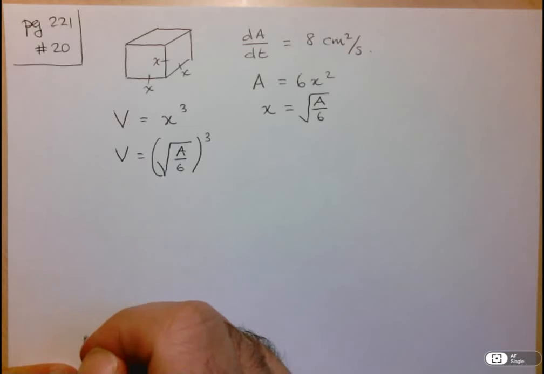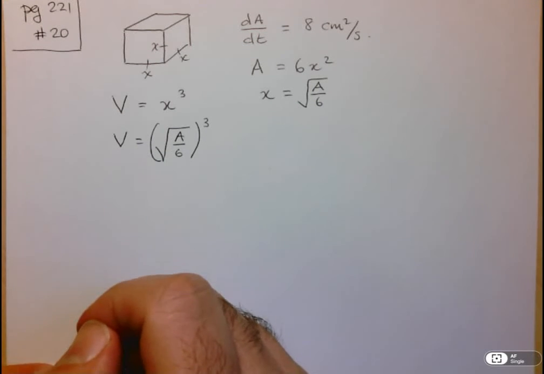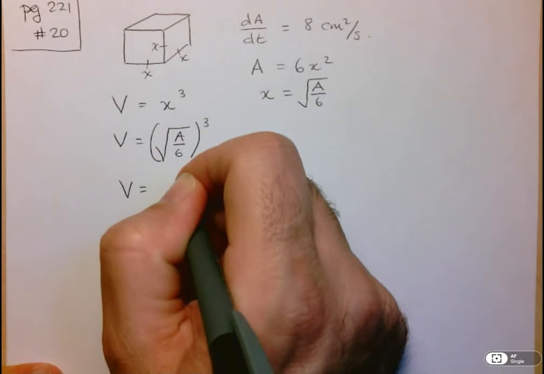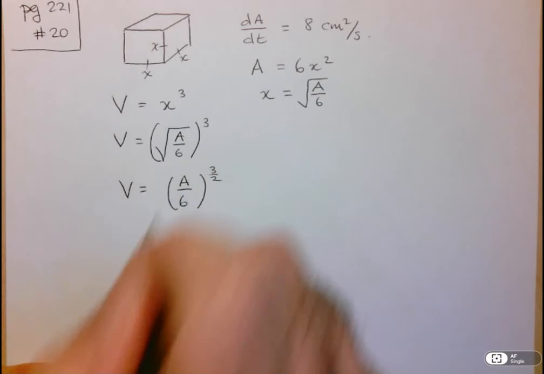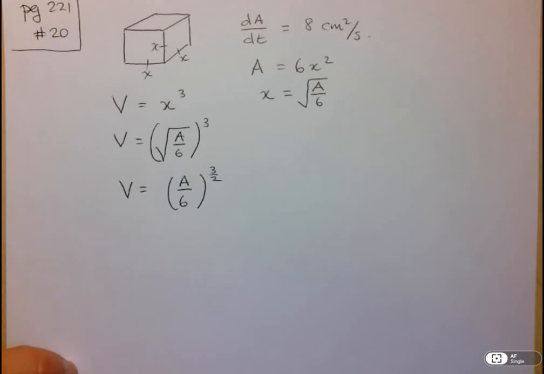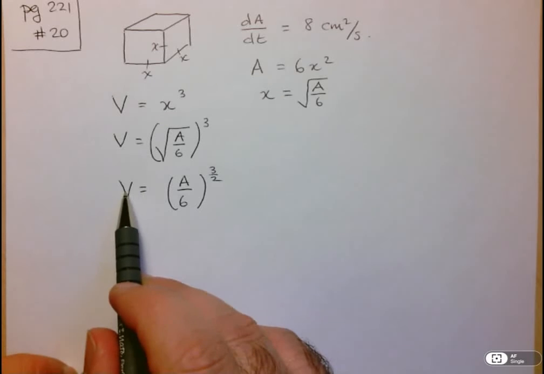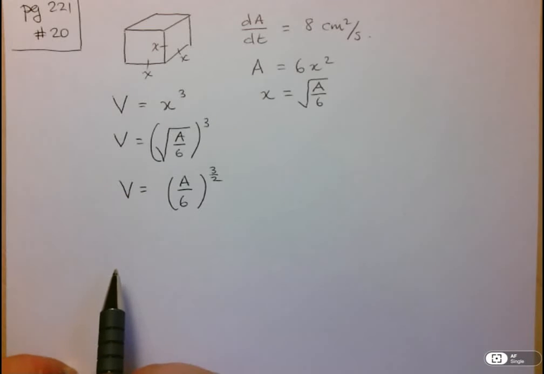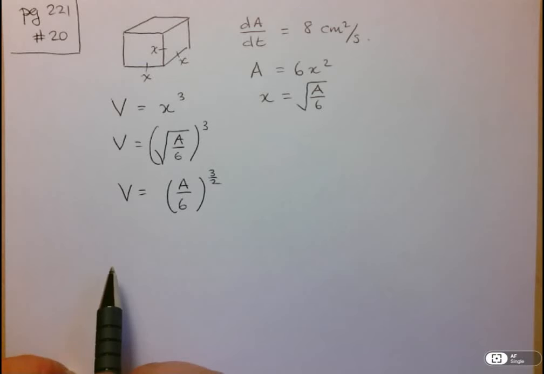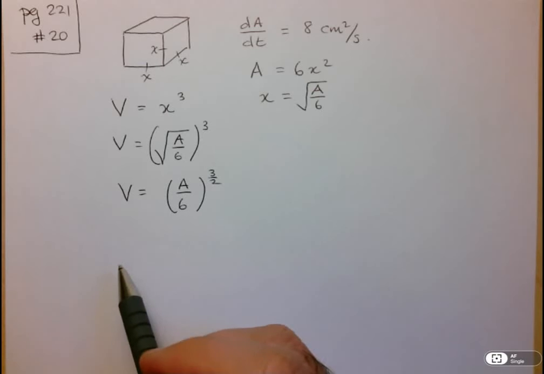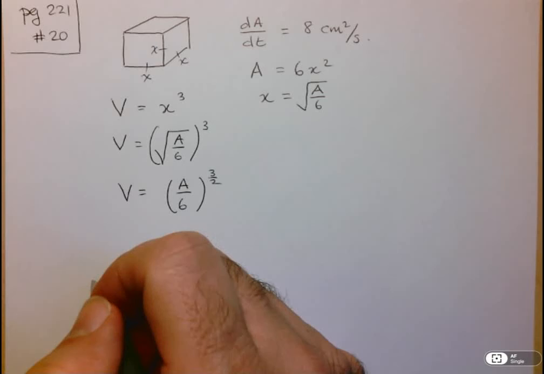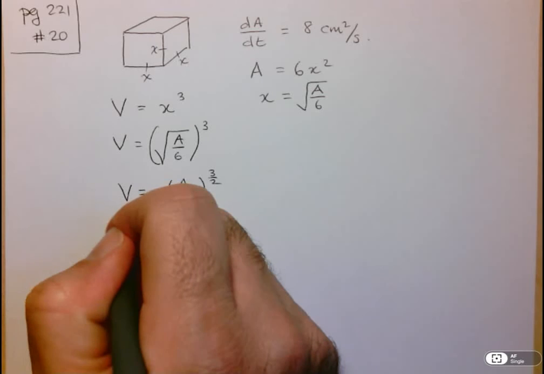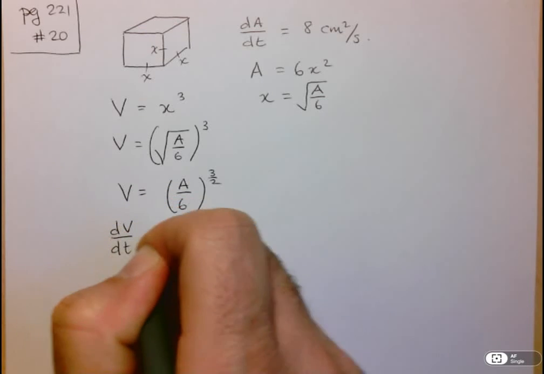In order to take the derivative more easily, I'm going to rewrite this as A over 6 to the exponent of 3 over 2, because the square root can be represented by the exponent 1/2. Now I've got my relationship between volume and area directly. I'm now going to take the derivative of both sides in order to determine the rate I'm looking for. I'm given dA/dt, and I'm looking for dV/dt. So let me take the derivative with respect to t of both sides.